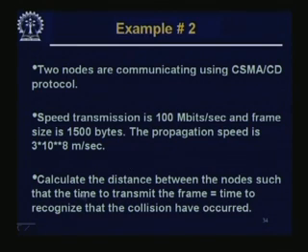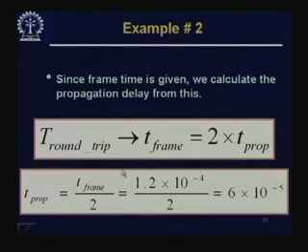Calculate the distance between the nodes such that the time to transmit the frame equals the time to recognize that the collision has occurred. So, we want to calculate now the distance. Now, the distance is not given. So, the same thing, since frame time is given, we calculate the propagation delay from this. So, T round trip, which is equal to the T frame, is equal to 2 into T prop. So, T prop is equal to T frame by 2, and what is the T frame?